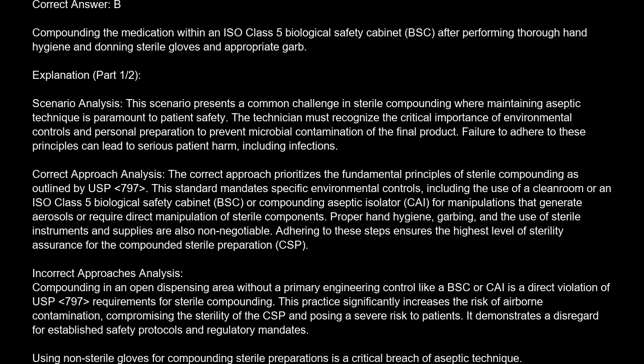Incorrect approaches analysis. Compounding in an open dispensing area without a primary engineering control like a BSC or CAI is a direct violation of USP 797 requirements for sterile compounding. This practice significantly increases the risk of airborne contamination, compromising the sterility of the CSP and posing a severe risk to patients. It demonstrates a disregard for established safety protocols and regulatory mandates.